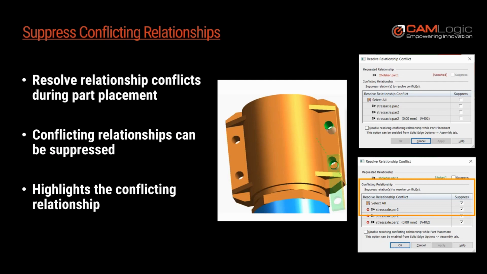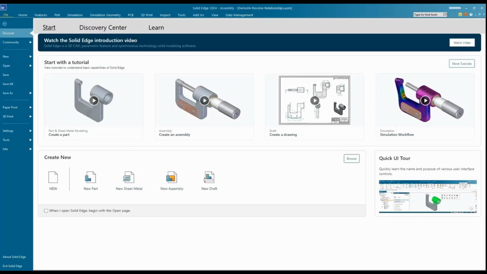Another really useful change, in my opinion, is this suppress conflicting relationships. This is a new box that shows up whenever you're trying to place a part or whenever you're applying relationships that conflict with existing ones. I'll show it here in a demo. I think it's easier to see than it is to hear.